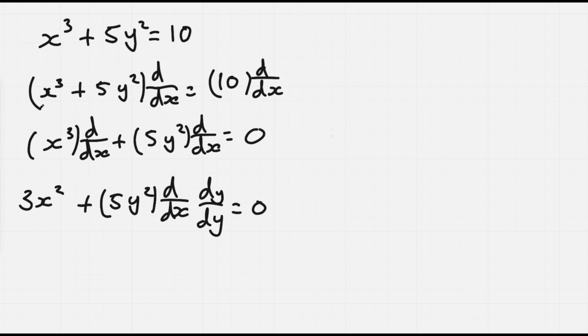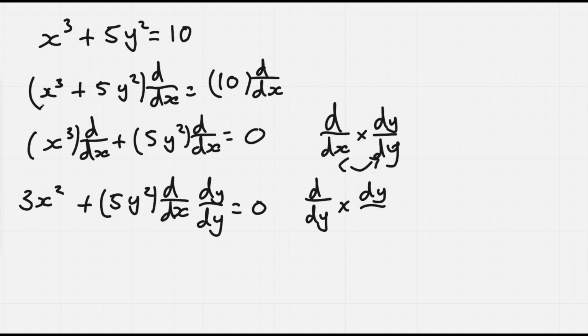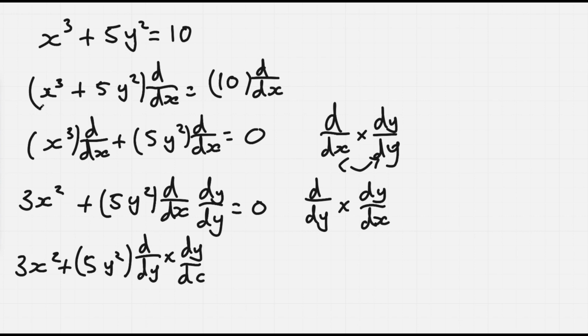Now what I can do is write this over here, d over dx times dy dy. I can swap these, which means I'm going to get d over dy times dy over dx. So what I can actually get is 3x squared plus 5y squared d dy times dy dx is equal to 0. Finally, I can evaluate this. So we get 3x squared plus 10y dy dx equals 0.